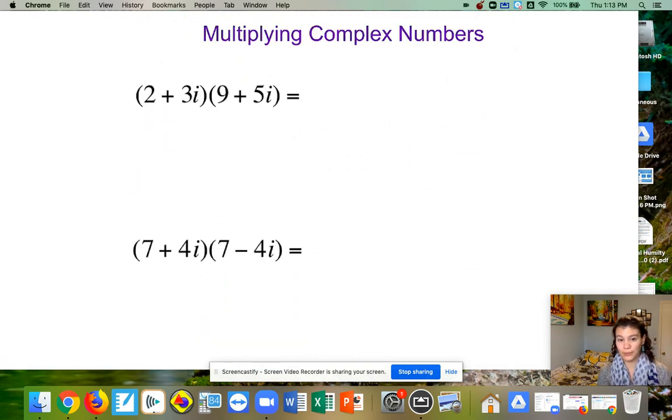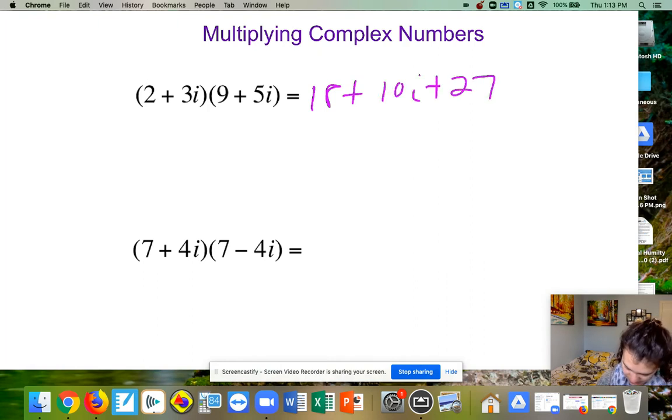Okay, so then multiplying them out. Again, you're going to treat it kind of like an x. It just will be a little bit different at the very end. So 2 times 9 is 18. We have plus 10i plus 27i, and then plus 15i squared.